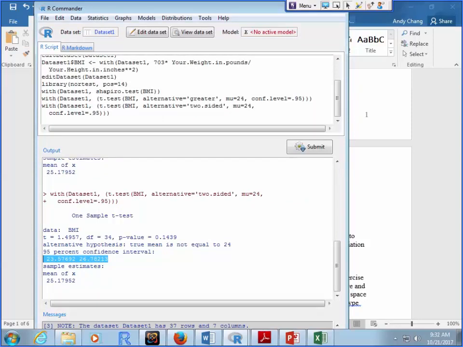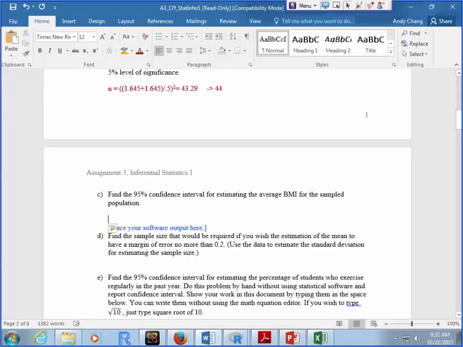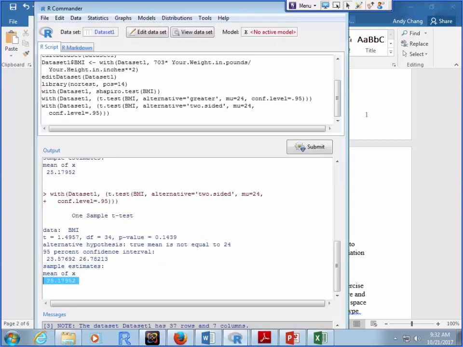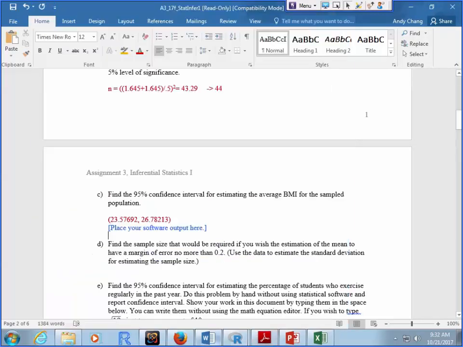The mean is 25.179, but the interval is this. So remember the interval notation: smaller value on the left, larger number on the right. If you want to report that interval, this is the proper way to do it. Don't put 26 in front and then 23 next. That would be a wrong way to express this. Or you can use the midpoint.